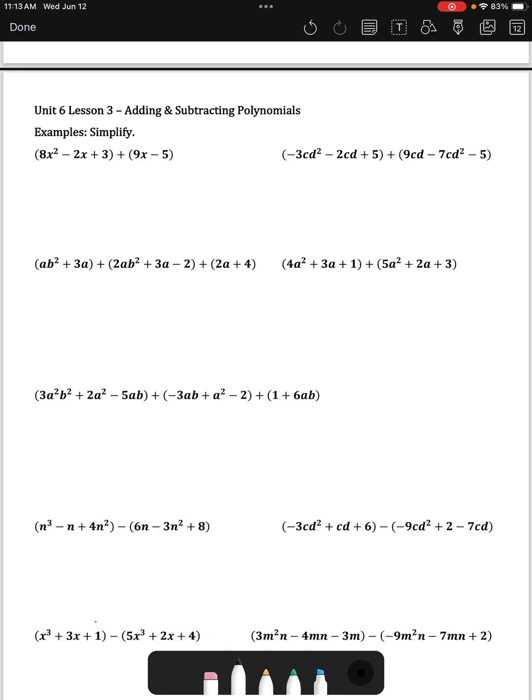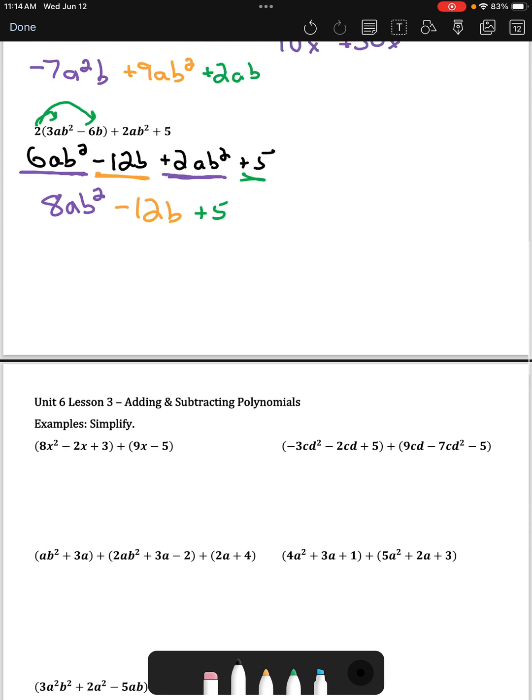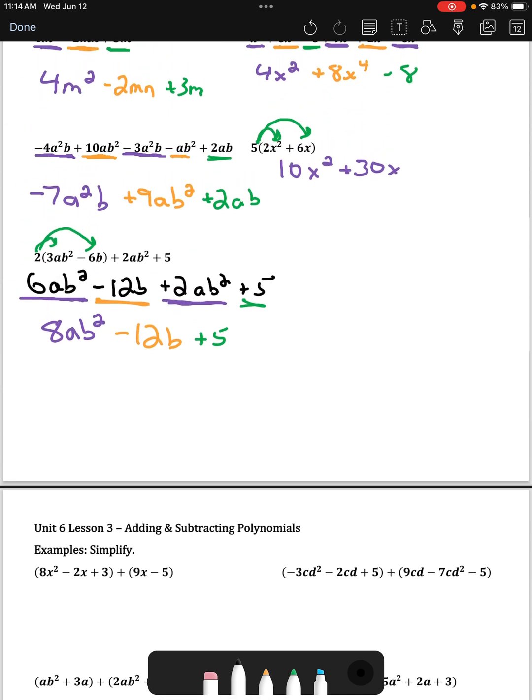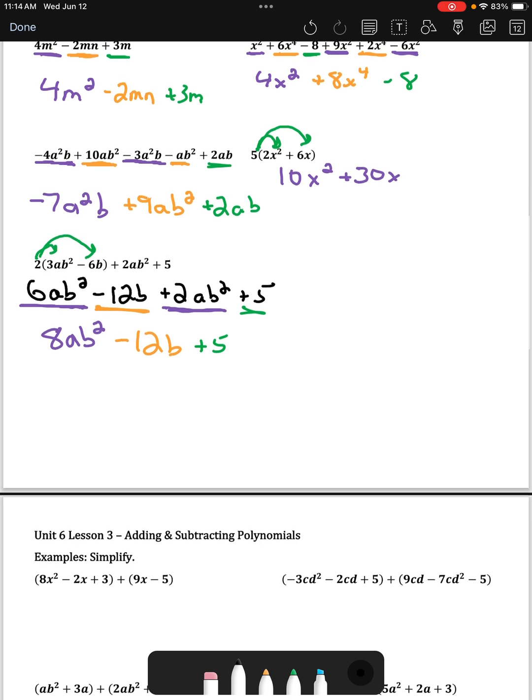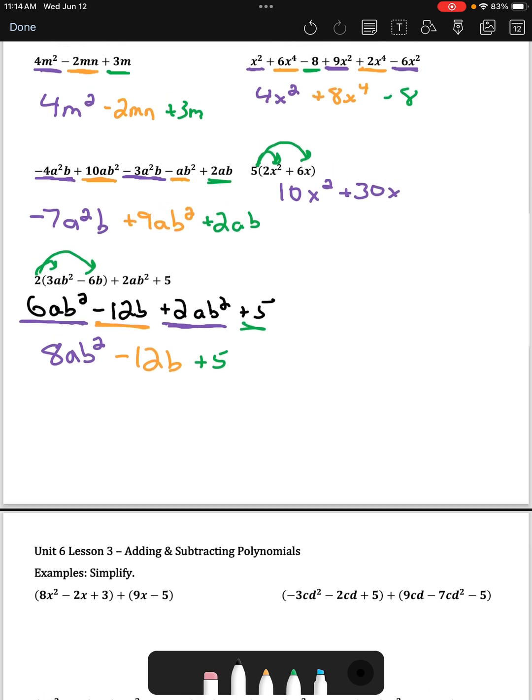Today, we're going to be adding polynomials, so we're going to do the first 5 examples. Now, how is this different from what we did yesterday? Yeah, it's not. Not really.